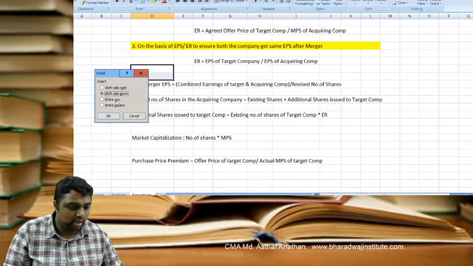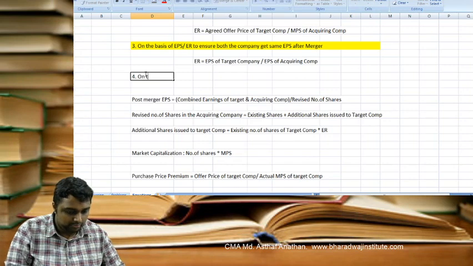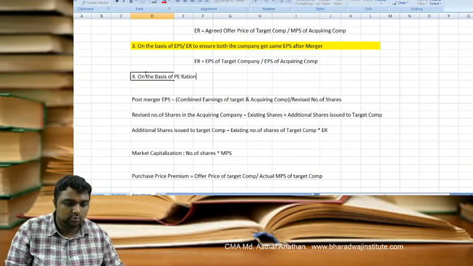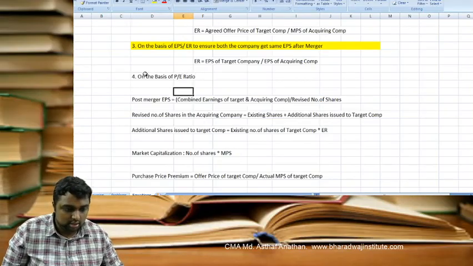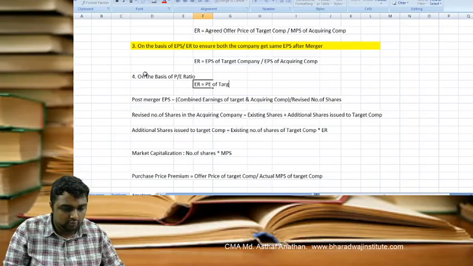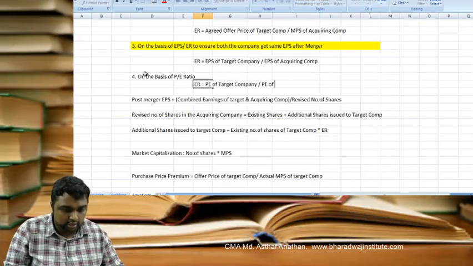So what I want you to make is point number 4. On the basis of PE ratio. PE ratio is considering both market price and EPS. So what will be the exchange ratio? Exchange ratio equal to P/E of target company divided by P/E of acquiring company.